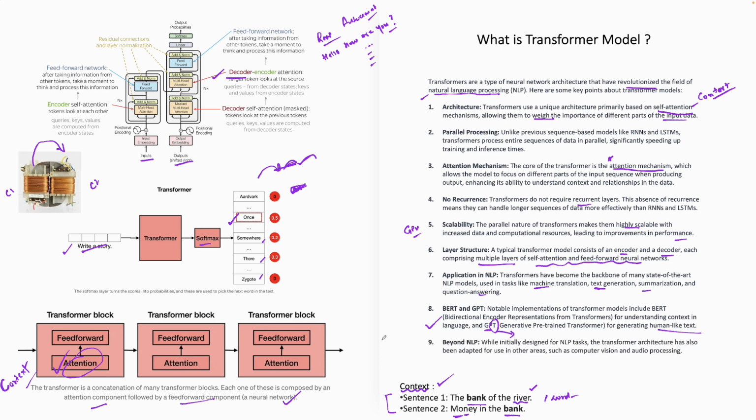And beyond NLP, yes, there are various use cases beyond NLP or natural language processing. It can be adopted for other areas like computer vision and audio processing as well, right? Again, as I said, wherever you think that things can be done in parallel and where the context is the core of the whole thing, then the transformer model can be used.